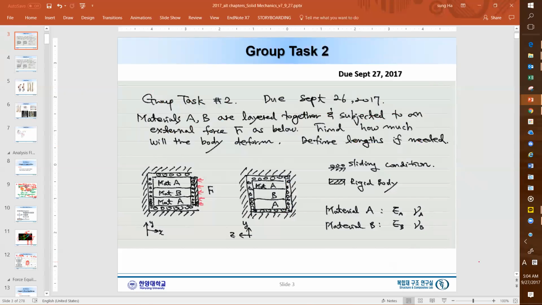And again, we have three layers: material A, B, and another A. So these two materials are the same, and material B is the second material. For material A, we have the Young's modulus EA and the Poisson's ratio mu A, and material B has EB and mu B. So these are the material properties. Now we apply the force on the right-hand side to a rigid body, and then the rigid body applies the force to these three-layer structures, and this is the X and Y coordinate.